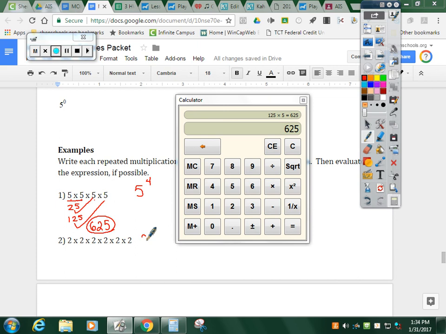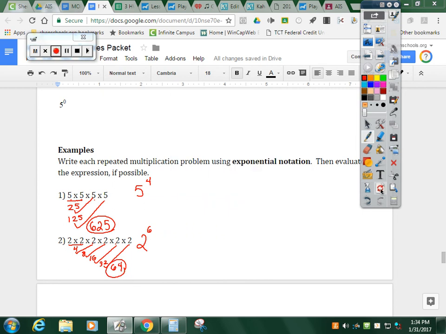Okay, the next one. This base number being repeated is 2. It's being repeated 1, 2, 3, 4, 5, 6 times. Okay, so that's 2 to the 6th power. I'm going to use my check mark. 2 times 2 is 4. 4 times 2 is 8. 8 times 2 is 16. 16 times 2 is 32. And 32 times 2 is 64. Okay? So let's go on to the next ones.